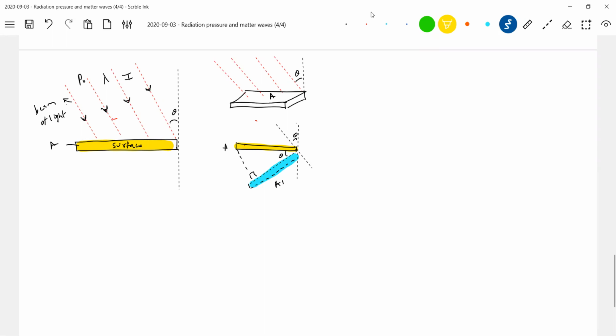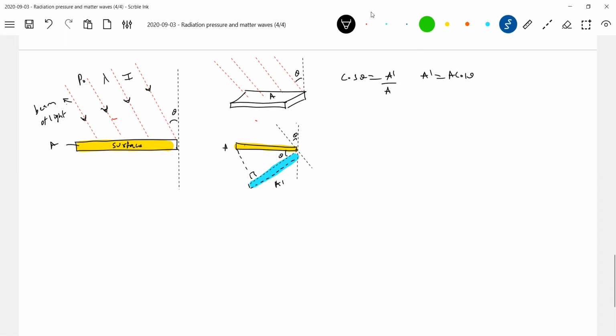Now, what is that A dash? It is the projected area, meaning the area directed normal to the incident beam. So in relation between A dash and A, can we write cos theta equal to A dash by A? So A dash is equal to A cos theta.